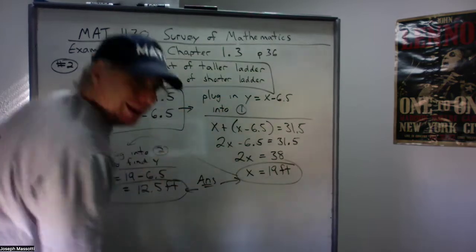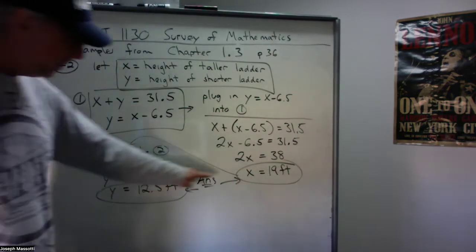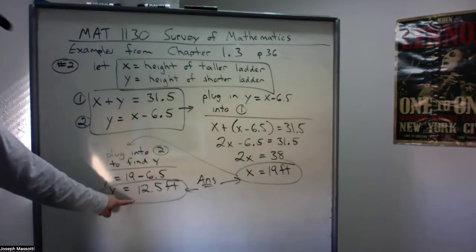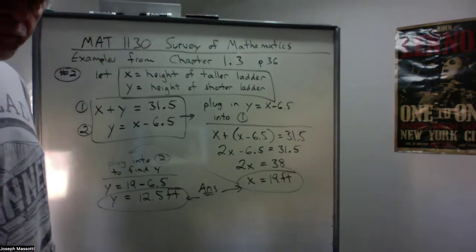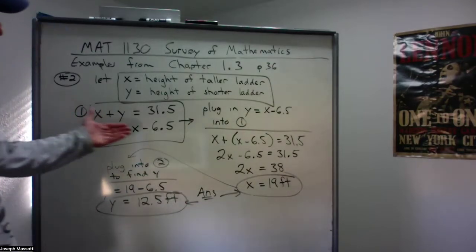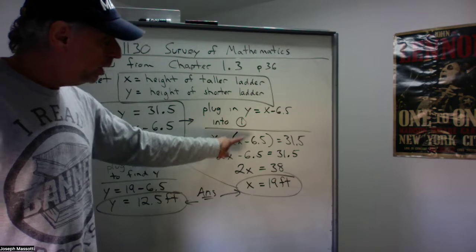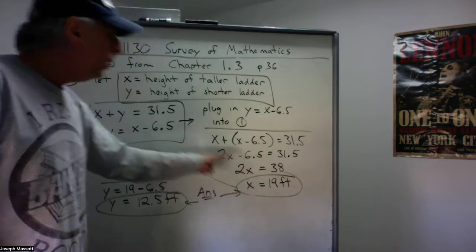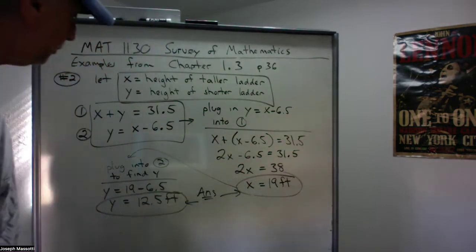And then, of course, check it to make sure it makes sense. Do they add up to 31.5? Yes. Is one 6.5 feet shorter than the other? Yes. So you know you did the problem right. All right, and that's always the case with these word problems. You're given enough information to eventually form one equation with one unknown, solve for that one unknown, and then go back and solve for any remaining unknowns.